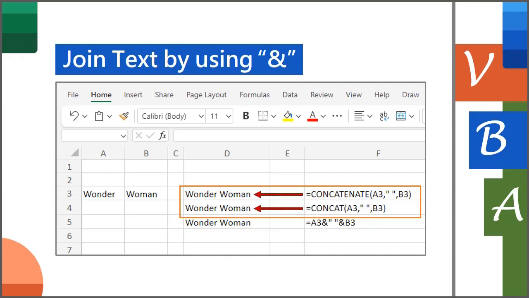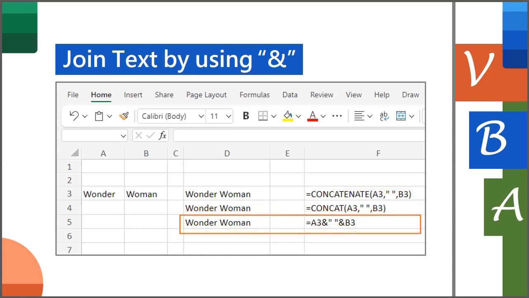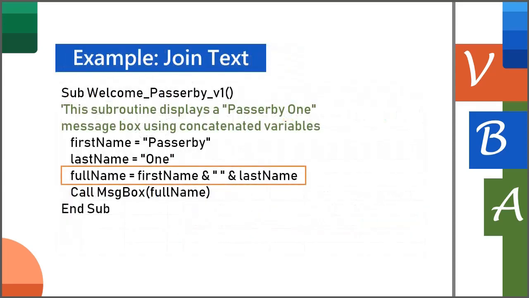For those using newer versions of Excel, the concat function provides a more powerful and flexible alternative. In Excel, you can also use the AND operator to join text. Just type equals A3 and space and B3 in a cell, the result will be the same as using the concatenate function. A very similar way of using the AND operator can be applied in VBA.